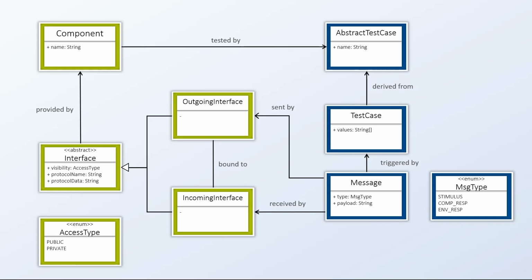We distinguish three different types of messages: stimulus messages that are received by the component under test and that trigger some kind of behavior, component responses that are triggered by the component under test as a response to the stimulus, and the environment responses that are usually provided by mocks during unit testing that are a response to the component responses that were sent by the component under test.